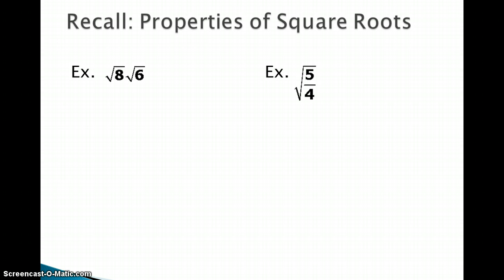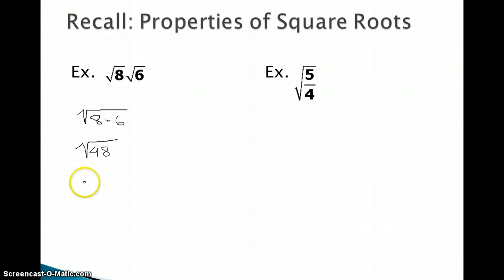We've got the square root of 8 times the square root of 6. Let's put both of those numbers underneath the radical symbol. So we would have our symbol, then 8 times 6. 8 times 6 is 48. So now let's rewrite that. So we have the square root of 48 here.